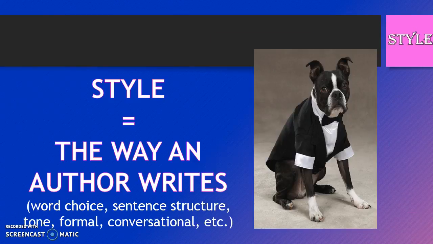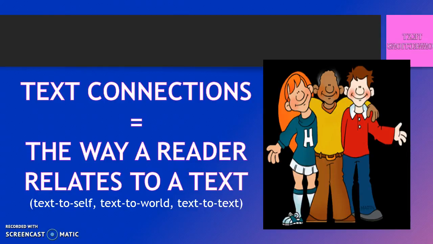Style. Style is the way an author writes. Word choice, sentence structure, tone, formal, conversational, etc. all make up the style. They're choices that the author makes. Text connections. The way a reader relates to a text. Text to self, text to world, text to text.